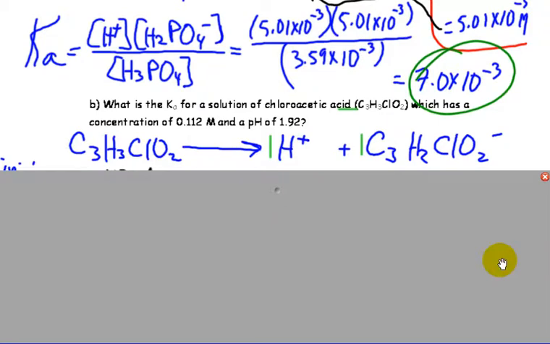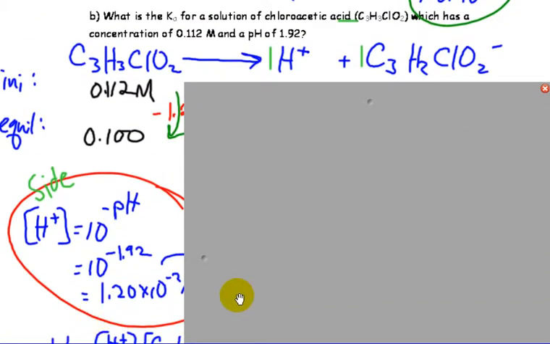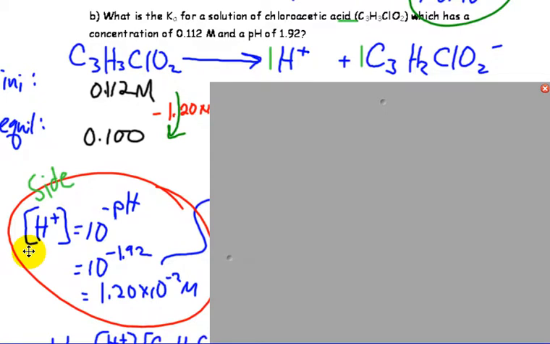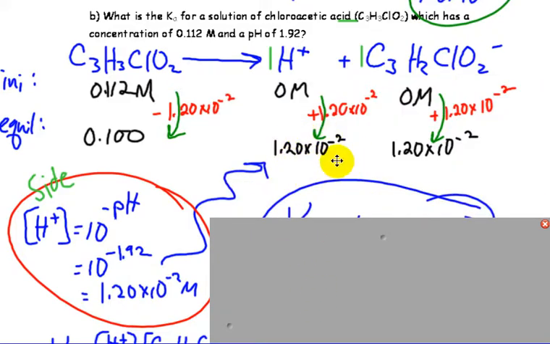Okay, if you had a chance to do that, of course, we know what the pH is. So if we know what the pH is, we can figure out the hydrogen ion concentration at equilibrium. So there we have it right there. So 10 to the negative 1.92. So I get 1.20 times 10 to the minus 2. So that is what my hydrogen ion is at equilibrium.